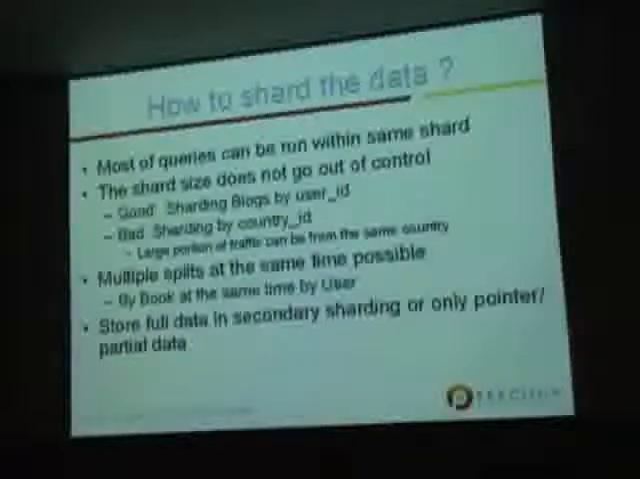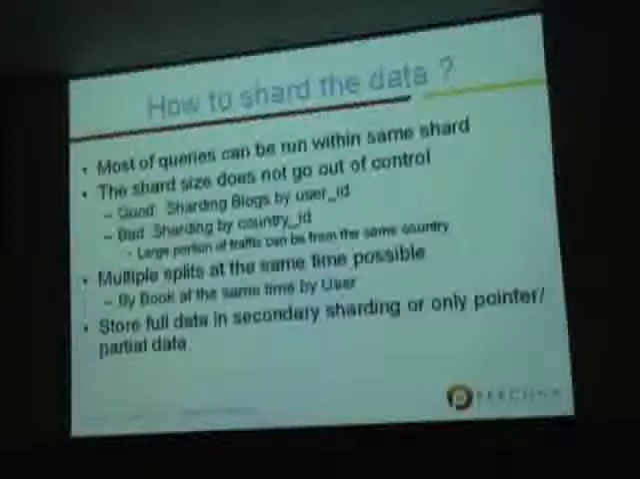So how do we shard the data? The point is very simple. You want all the most important queries to run within the same shard. That's the first point. And the second point is that you can control shard size to be what you need it to be. So for example, sharding by user ID is a good choice, and sharding by country ID is probably not, because there are some countries like China, India, and United States, right, which will consume a large portion of the data and a large portion of the traffic.